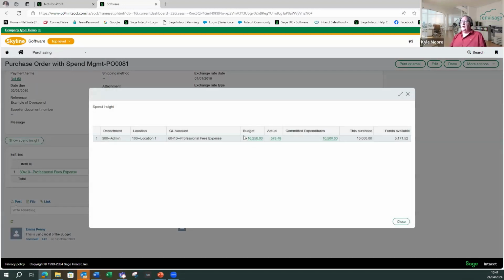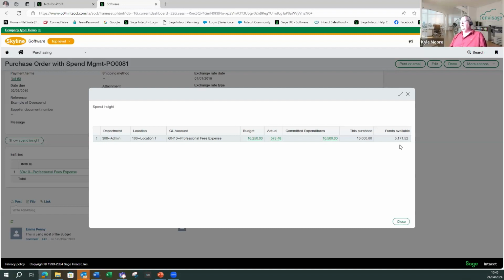So this is looking at our budget for this GL account, for this location, this department, and it's saying that our budget is that amount of money, 16,000. We have actually used this, but we are committing this amount into it. So therefore our funds available are 5,171.